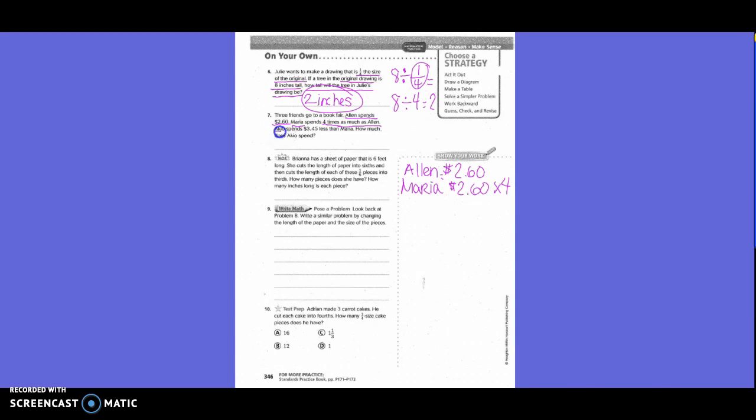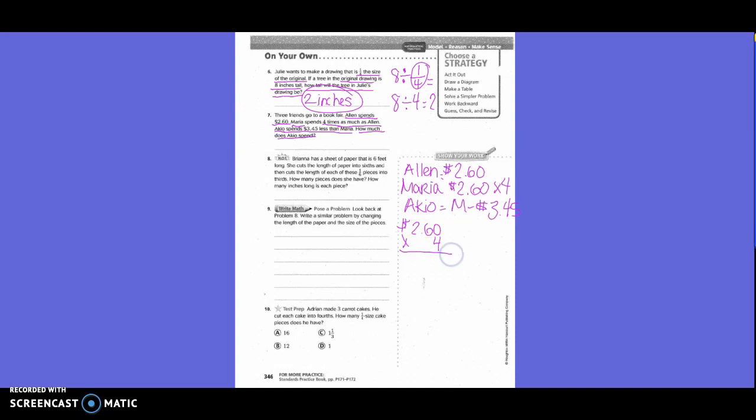Okay. Akio spends $3.45 less than Maria. So Akio is Maria minus what? $3.45. And then they want to know, how much does Akio spend? So what are we going to have to do first, guys? Find Maria. Okay, and what are we going to do to find Maria's? $2.60 times 4.